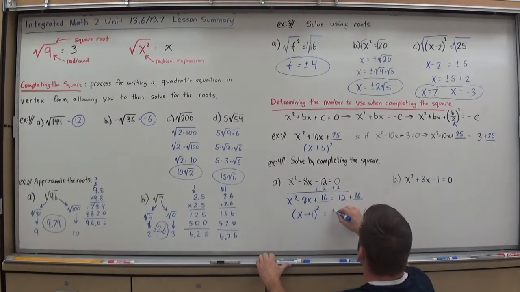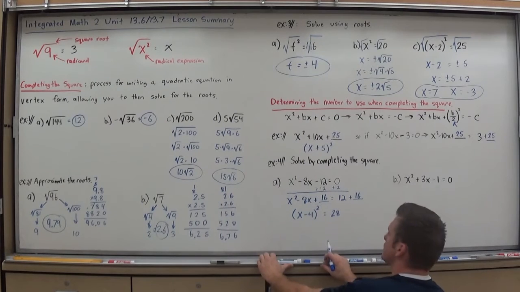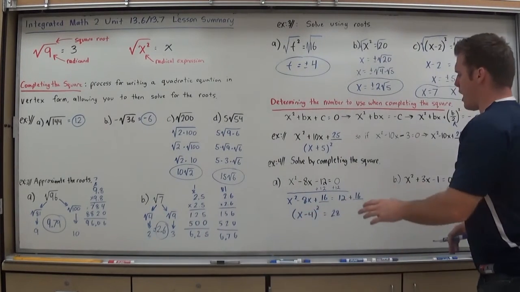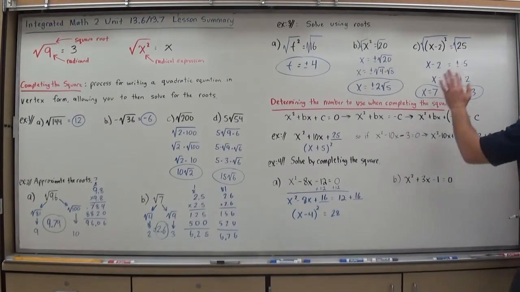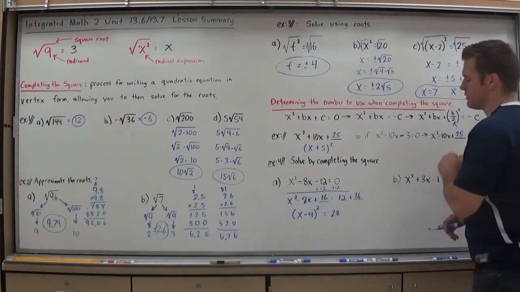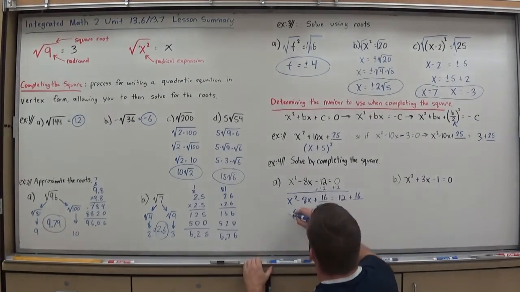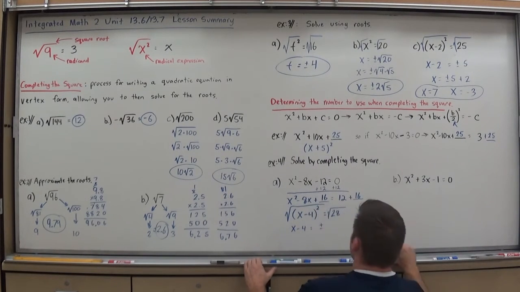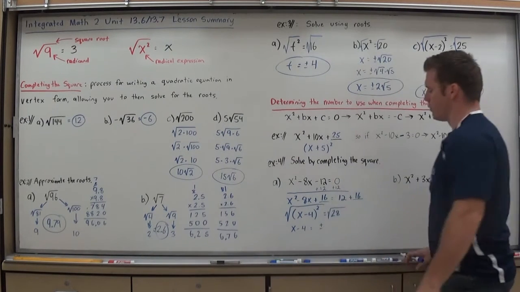And I just add the right side up. 12 plus 16 is 28. And now it's just like solving C. So I'm going to do that same process. I'm going to square root both sides of the equation. Remember that when you're square rooting in an equation, you must have a plus minus for any numbers you take the square root of. So I'm doing plus or minus the square root of 28.